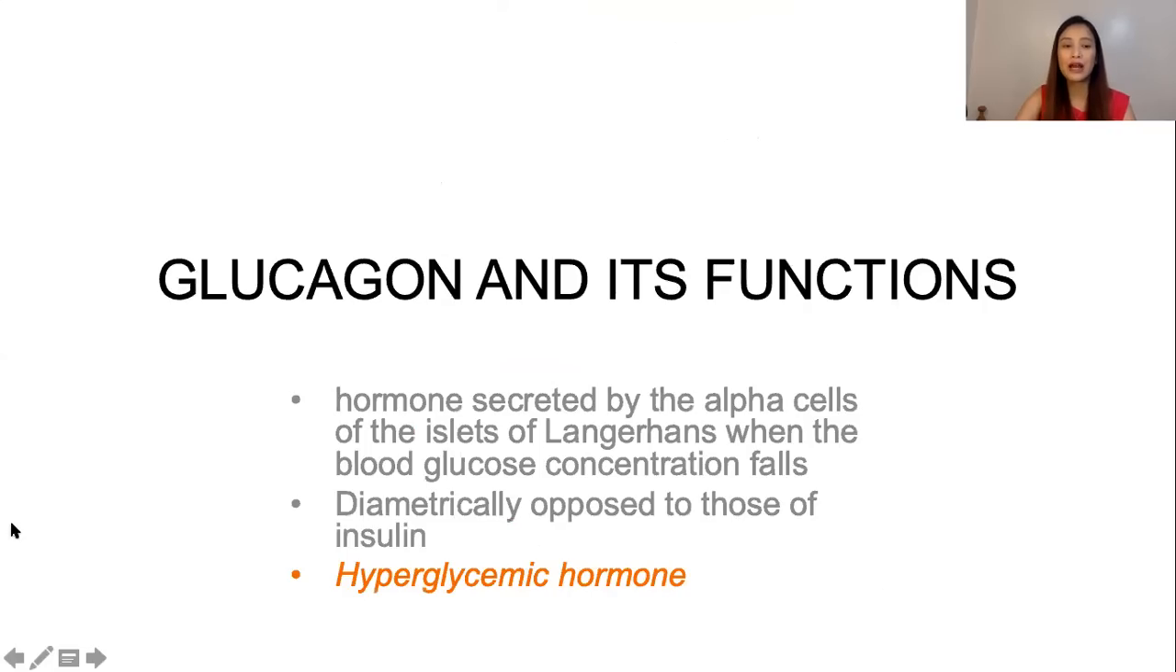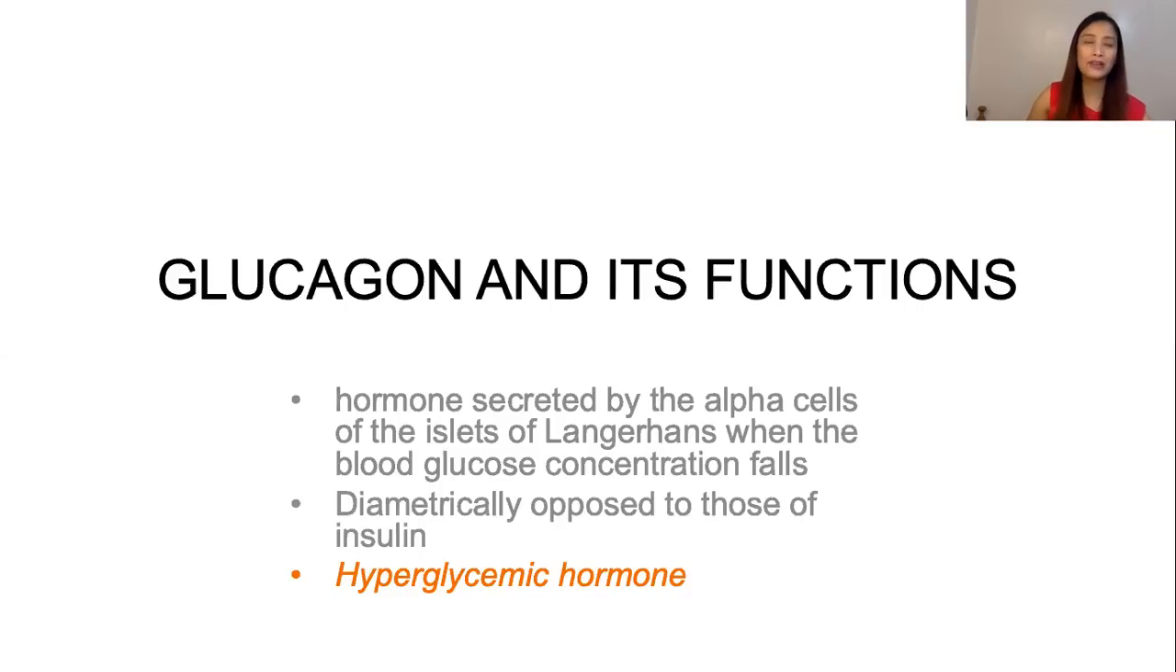Now we go to the counter-regulatory hormone of your insulin, which is your glucagon. Your glucagon is a hormone secreted by the alpha cells in your pancreatic islets. And this is secreted when your blood glucose concentration falls. It's diametrically opposed to insulin, so it's almost always the opposite effect of insulin. If insulin is anabolic, glucagon is catabolic.